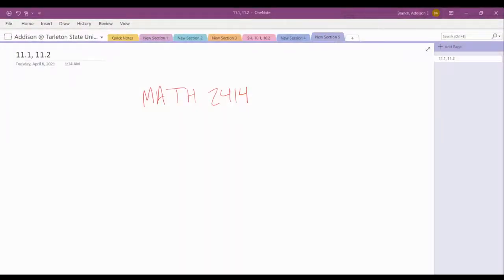All right, hello, welcome to this week's weekly review from Math 2414. This week we're going to be covering sections 11.1 and 11.2. Section 11.1 is going to be over sequences, 11.2 is series. All right, so let's go ahead and get started with section 11.1.